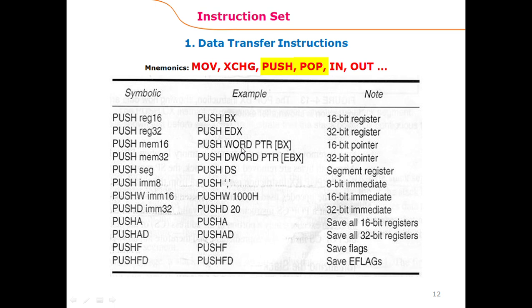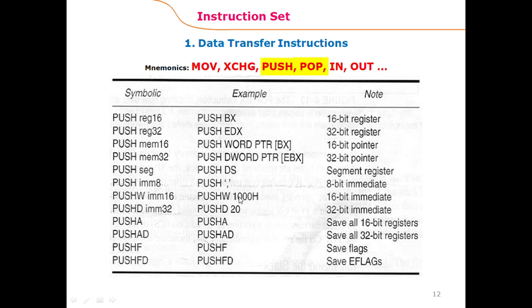If 32-bit data is meant, then a 32-bit address is provided here as the offset address, and this 32-bit register would give us a 32-bit address. With this double word pointer, a 4-byte value is taken from that memory location and is pushed onto the top of stack. Segment registers can be pushed. For example, the data segment register is pushed onto the top of stack. An immediate value can also be pushed, for example, the ASCII value of this comma is pushed onto the top of stack.